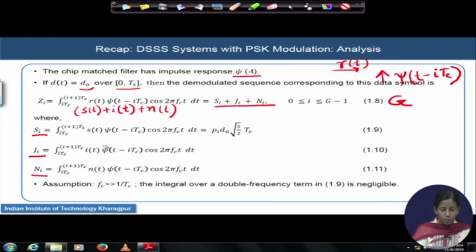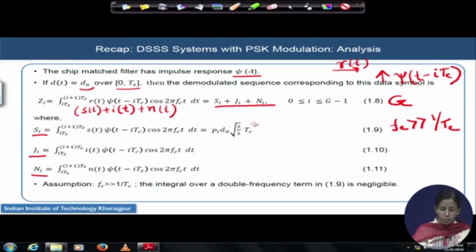And in order to proceed, when we are computing the integration of the first one, equation 1.9, remember that this frequency fc, which is the carrier frequency of your transmission, is considered here to be too high compared to the rate of the chip, such that the higher frequency terms of the cos, which come when we are solving this integration, can be avoided.